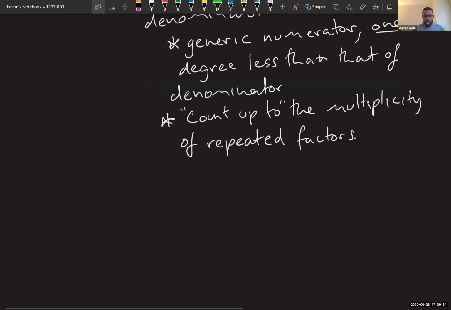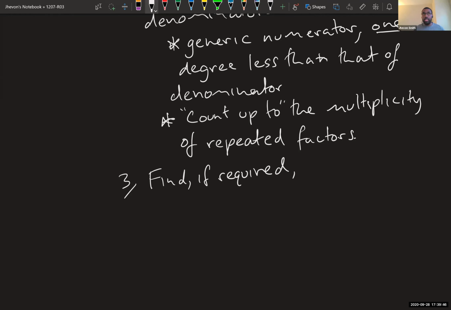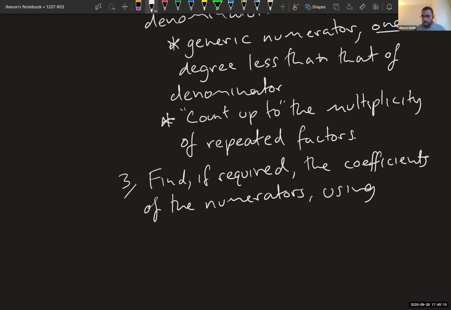And 3, find, if required. Sometimes, especially on quizzes, I might just test you to see if you know how to break something up. But let's say you fully want to solve a problem, you fully want to get the integrand in a nice form to actually find an answer. You do need to find the coefficients of the numerators, using one or both methods. You can mix them.